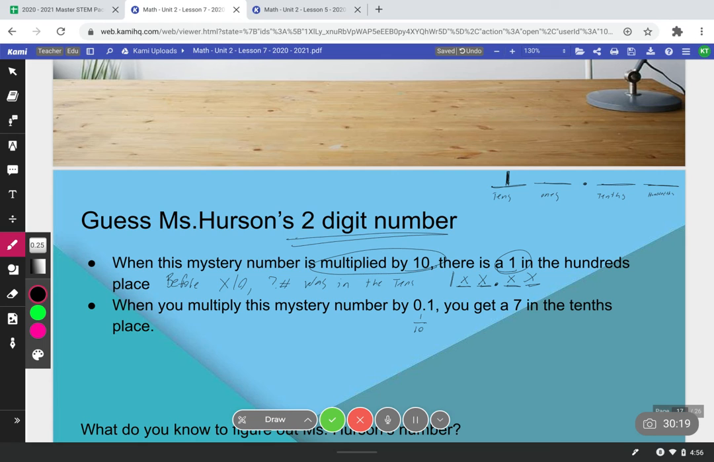And multiply the opposite would be division. So if I now have a 7 in the tens place, I need to do the opposite and divide by this denominator by 10.